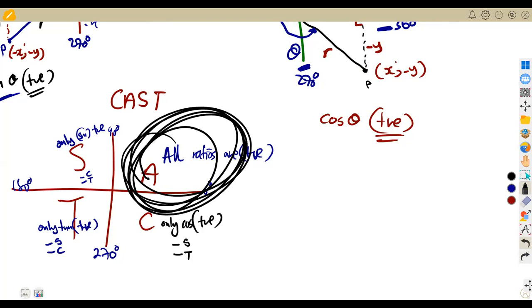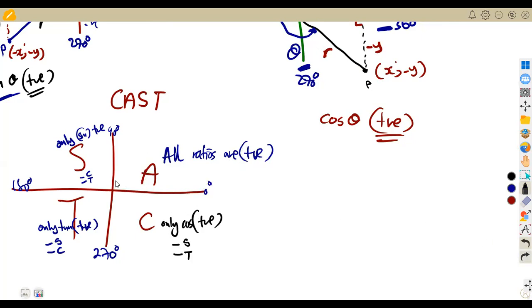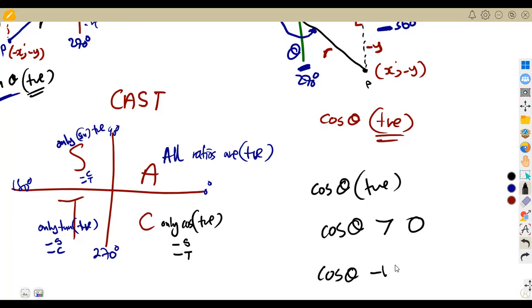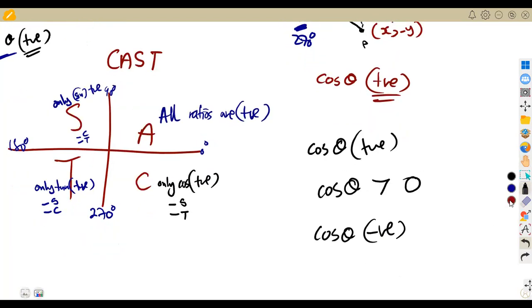So you are supposed to know what it means when we are saying a ratio is positive. If I'm saying cos theta is positive, it means cos theta is greater than 0. If I want to say cos theta is negative, I can also present this as cos theta is less than 0.